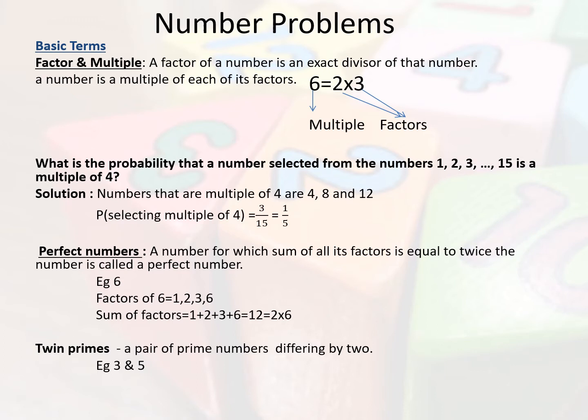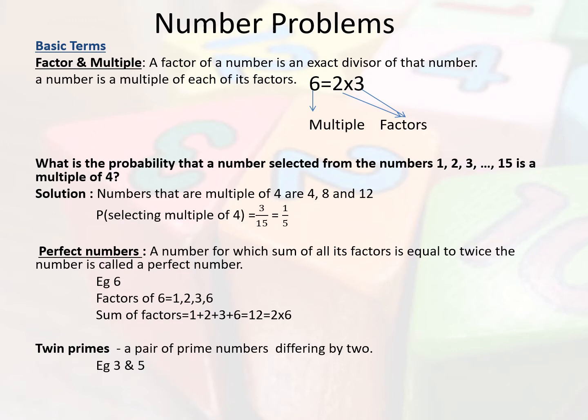Now let us move to the question. What is the probability that a number selected from the numbers 1, 2, 3 up to 15 is a multiple of 4? So you have to choose the multiples of 4 from the given list. So here the numbers which are multiples of 4 are 4, 8 and 12. So these are 3 in number. So the probability for selecting a multiple of 4 will be equal to 3 upon 15, as we have a total of 15 possible outcomes, which will give you 1 by 5.